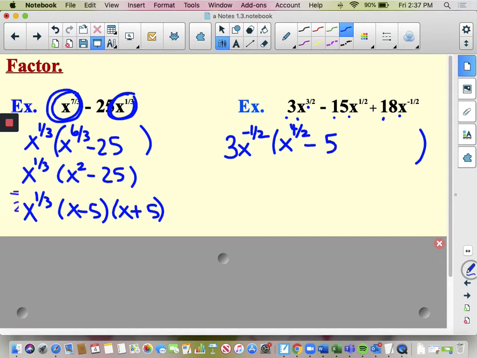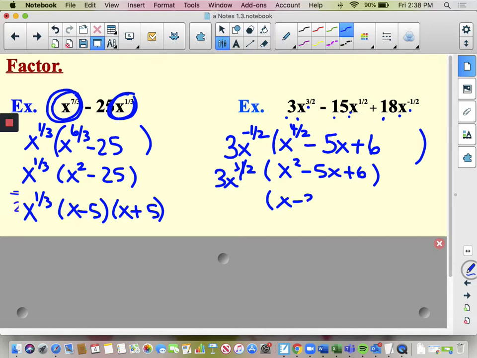Okay, 15 divided by 3 is 5. X to the 1/2 minus a negative 1/2 is really 1/2 plus 1/2, so that's x to the first. 18 divided by 3 is 6. Negative 1/2 minus a negative 1/2 is really negative 1/2 plus 1/2, so that one is gone. Okay, so this is really x squared minus 5x plus 6. And again, that factors down to x minus 3 and x minus 2. And that's your final factoring.